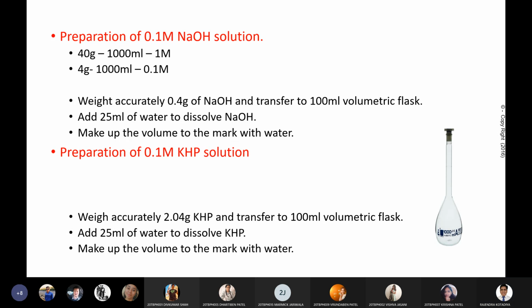Okay, what about 0.1 molar? Sir, 400 gram and 100 liter of solution. For 0.1 molar, just do the maths in your notebook. Sir, it's 4 gram in 1000 ml. Yes, 4 gram.